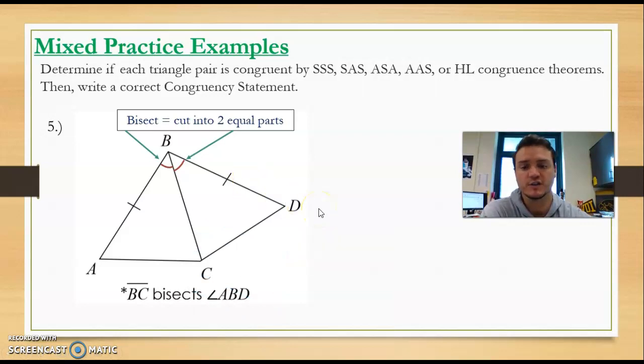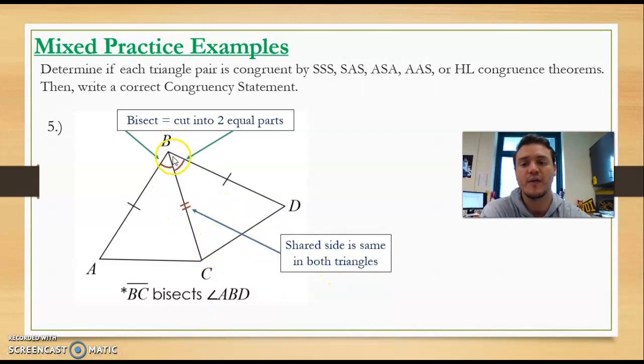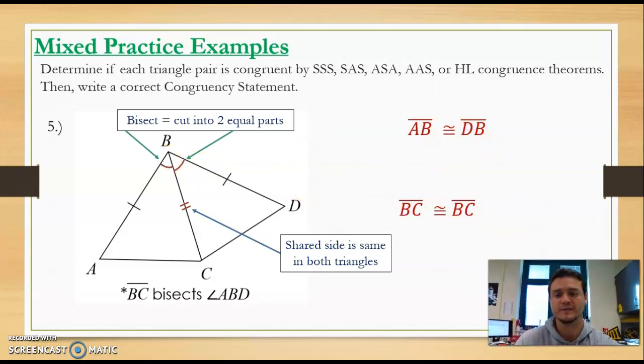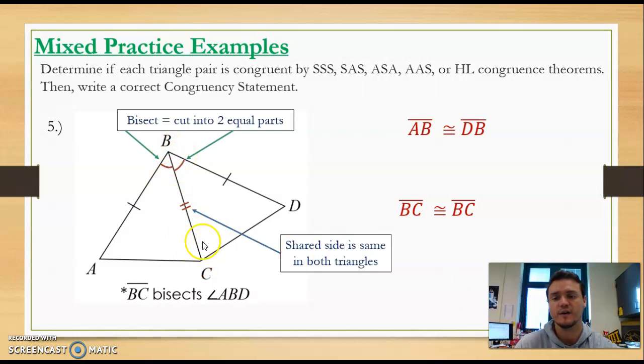Now, one thing that you should also be able to notice is that in this diagram, BC is a shared side. So it's going to be the same in both. So that is a shared side. So then if you look through here, we have side AB is congruent to side DB. We have these angles, and we have this other side is congruent to itself. And that is the reflexive property if you're saying something's congruent to itself.